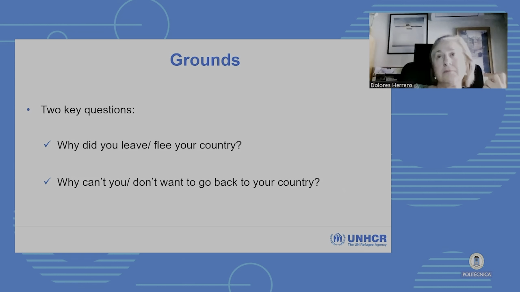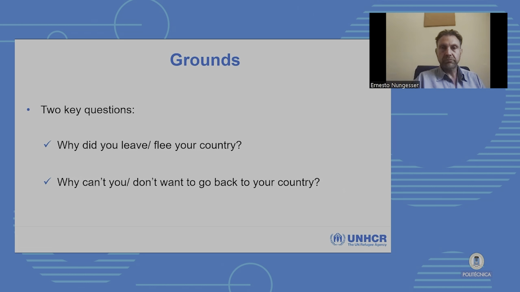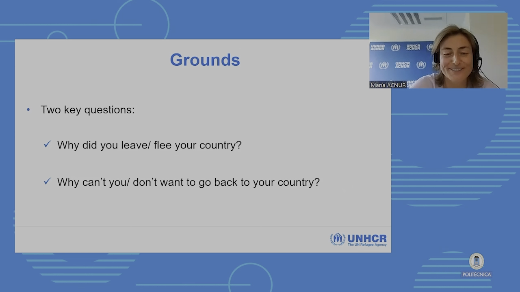You're pointing out all the very big issues this afternoon, which is really very interesting. When we talk about refugees, the UNHCR policy is that detention should be the last solution, the last mechanism to resort to.